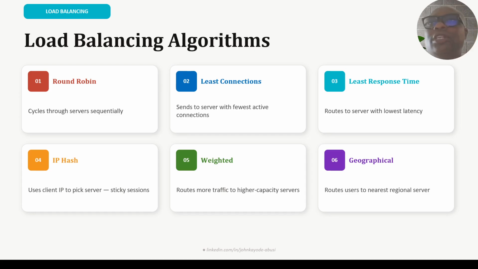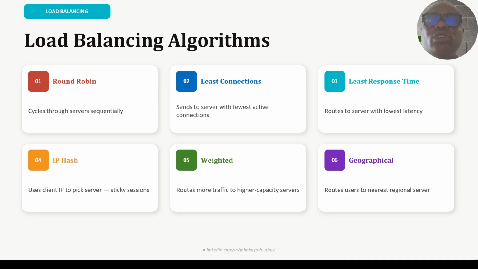Then we go to least response time, which routes to the server with the lowest latency. The load balancer will route the connection to the server with the lowest latency. That shows this is the server with the least response time, meaning it has more resources to respond quicker. Number 4 here is IP hash. IP hash uses the client IP to pick servers, like a sticky session. It uses the IP address to decide which server the connection should go to.